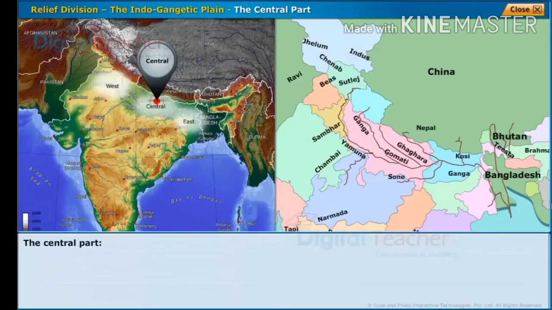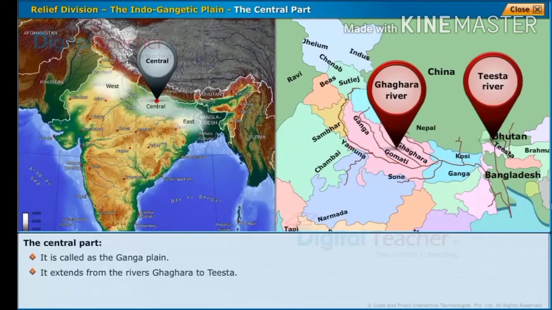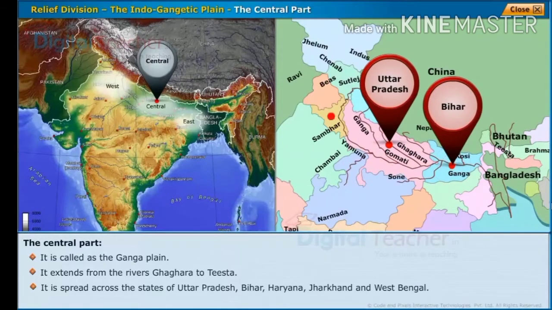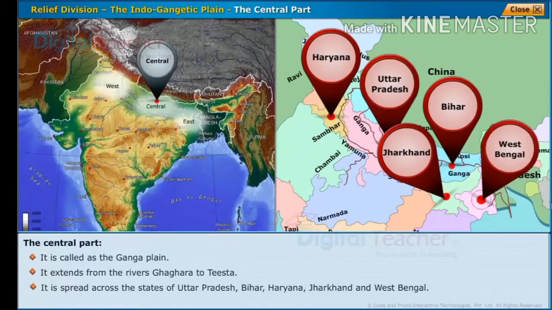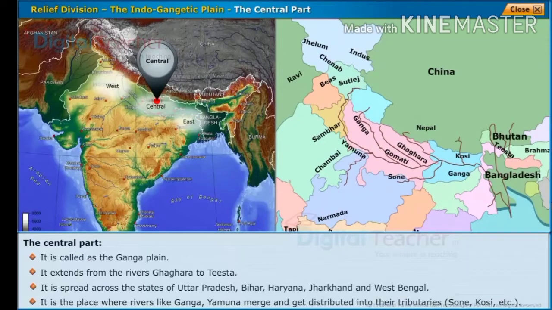The central part. It is called the Ganga Plain. It extends from the river Ghaghara to Teesta. It is spread across the states of Uttar Pradesh, Bihar, Haryana, Jharkhand, and West Bengal. It is the place where rivers like Ganga and Yamuna merge and get distributed into their tributaries Sone, Kosi, etc.